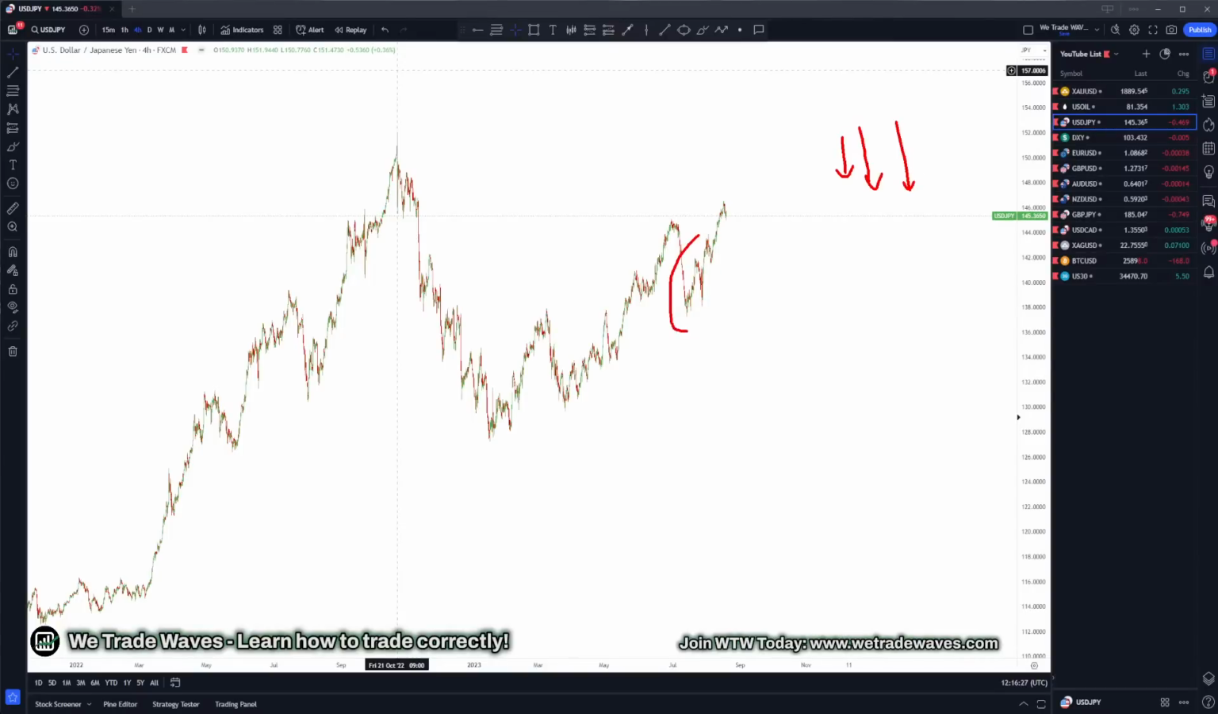Now, within the structure, we might get an extended move here. What do I mean by that, Alan? We might get one push up, and even if that's the case, we'll be looking for our sell setups. If we get a big corrective structure, one push up, we'll be looking for the next sell setup. Personally, I'm looking for this trap.